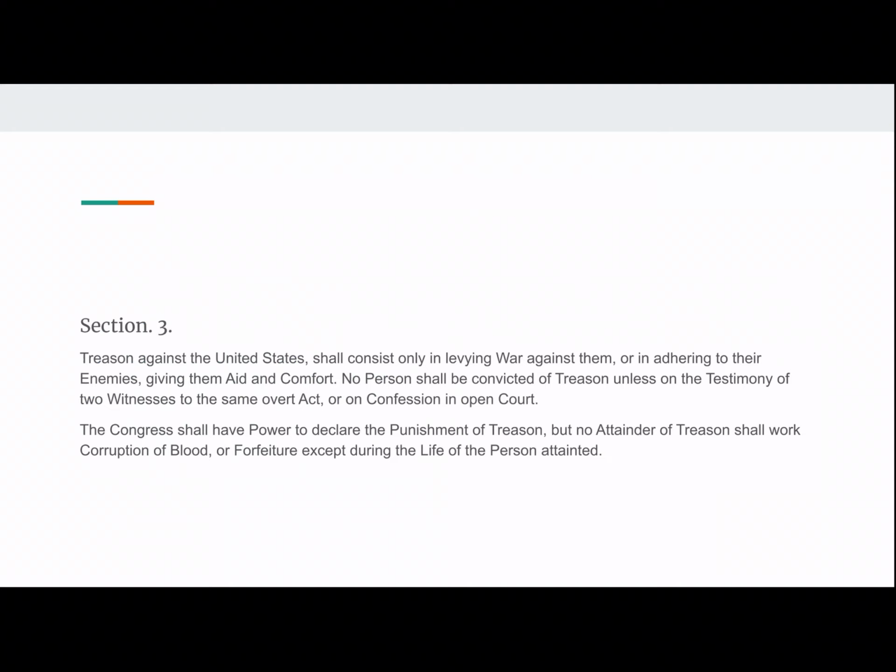All right, and the treason only affects the person who did the treason. Okay, so it's not supposed to be passed upon their children or their wife or husband or anything beyond that. It's just the one person who did commit it.